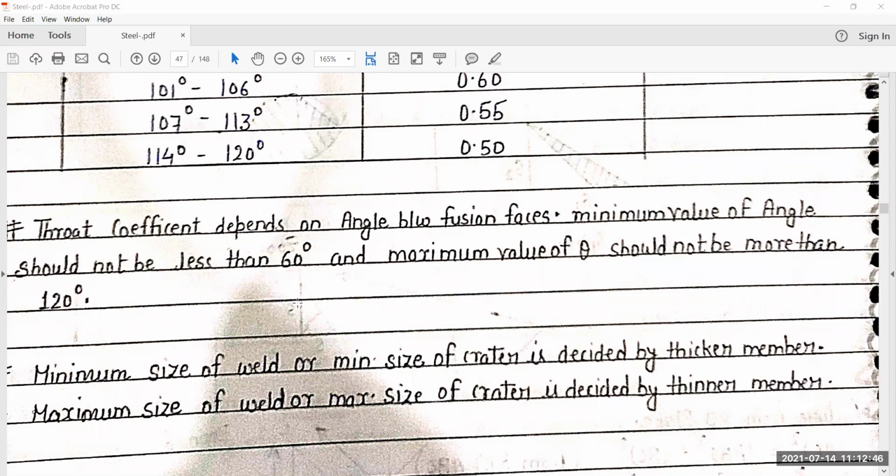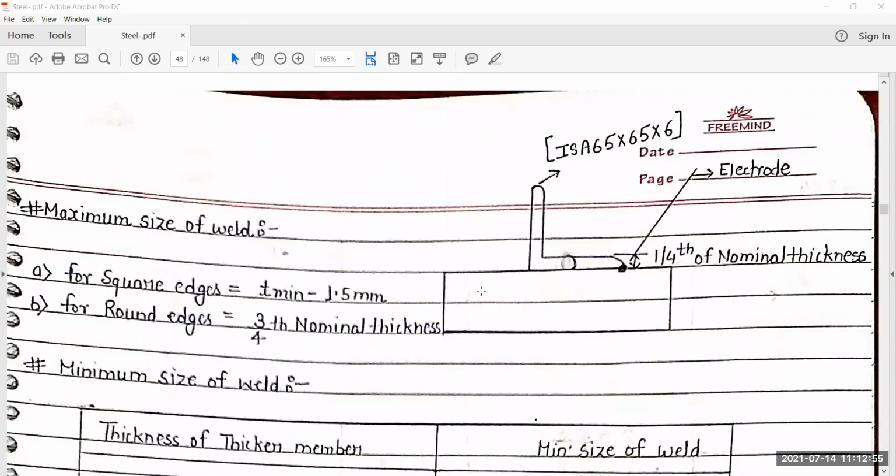The minimum size of weld, or minimum size of fillet, is decided by the thickness of the member. Then the maximum size of weld: how to find this? For a square edge it is given as 1.5 mm less than the thickness, and for a rounded edge it is equal to 3/4 of the normal thickness.